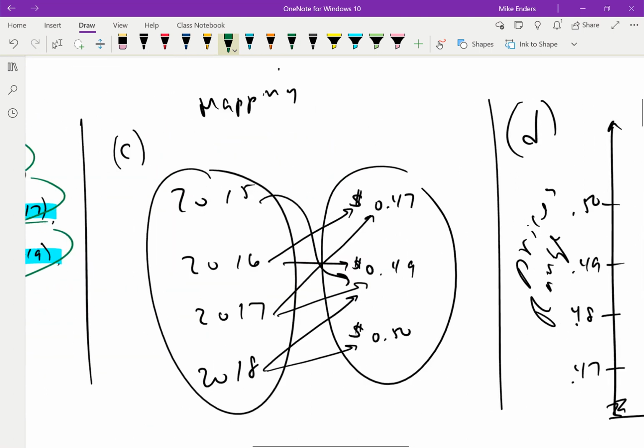When we take a look at the mapping notation, with our maps, if I only have one arrow, so like in 2015, I only have one arrow that comes off of that, that's okay. In 2016, I have one arrow and then a second arrow. Because I have two items that come off of that and they go to different locations, then I'm no longer a function. And I have the same dilemma here with 2017, same dilemma with 2018.